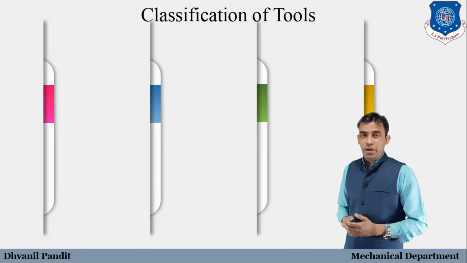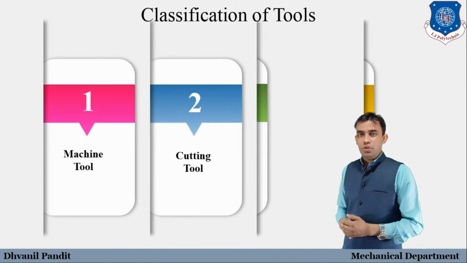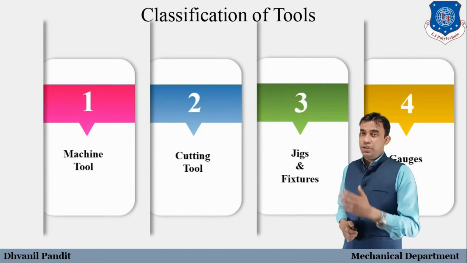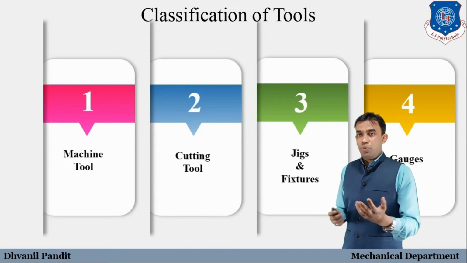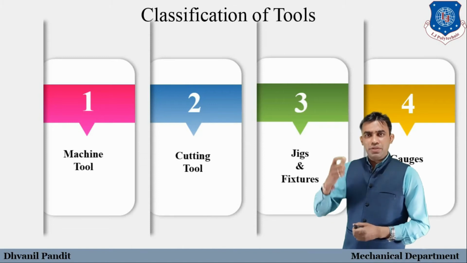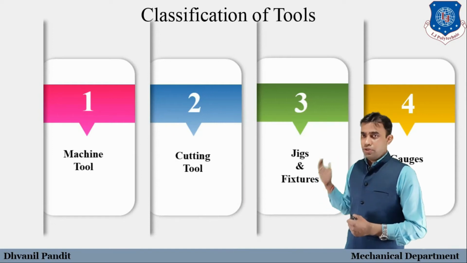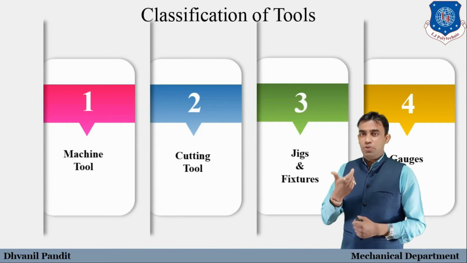As you can see, friends, tools can be classified as machine tool, cutting tool, jigs and fixtures, and the last one is gauges. So these four are different categories to classify the tools. Surprise! Normally we are used to only considering a tool as a cutting tool, but yes, friends, machine tool, cutting tool, jigs and fixtures, and gauges are all considered to be a part of tools.